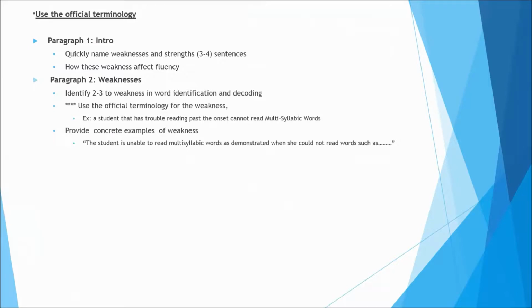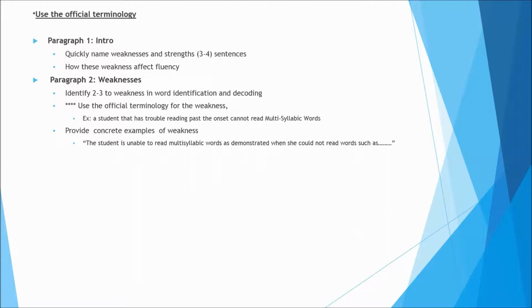Your second paragraph, you want the weaknesses. You always want to end with strengths, right? So identify the 2 to 3 weaknesses in word identification and decoding. Use the terminology for the weaknesses. Example, a student that has trouble reading past the onset cannot read multisyllabic words. So if they're reading a word and they can't get past that first syllable and the word has several syllables, say it. This child is having difficulty reading words past the onset due to the multiple syllables in the word, right?